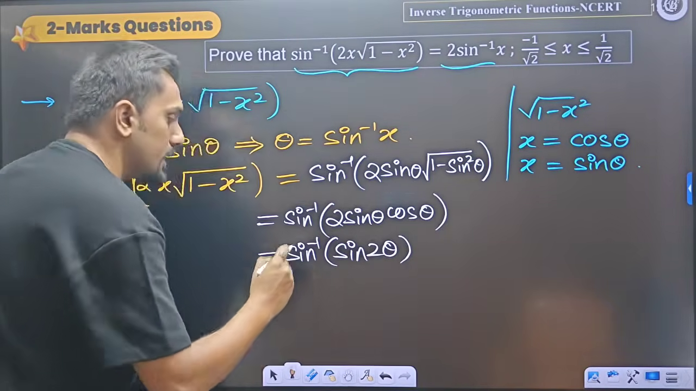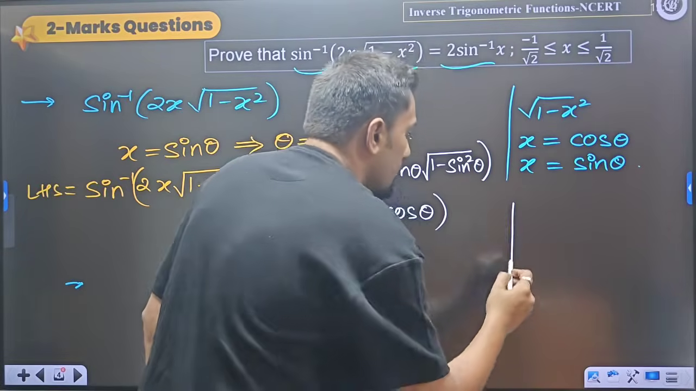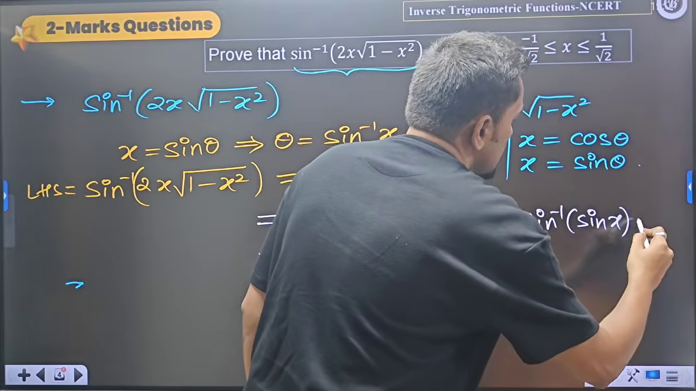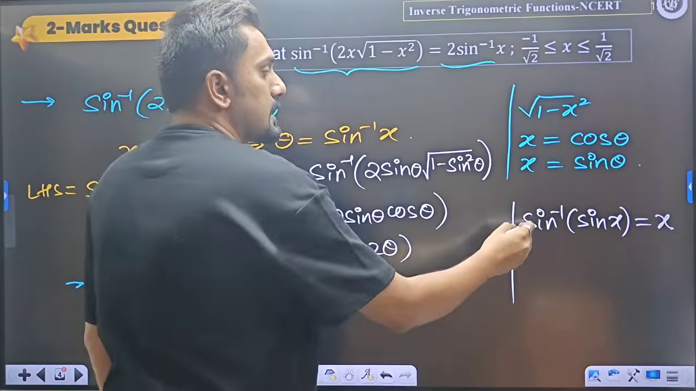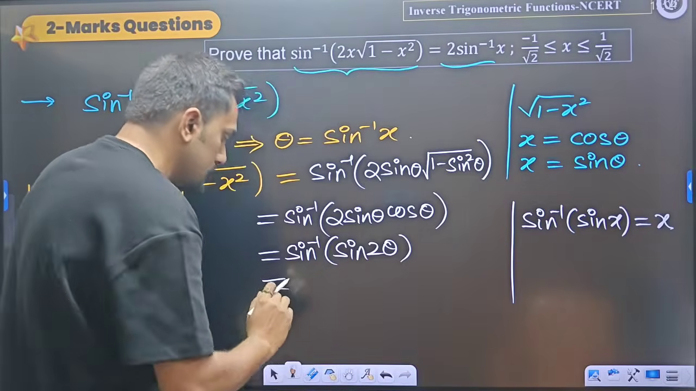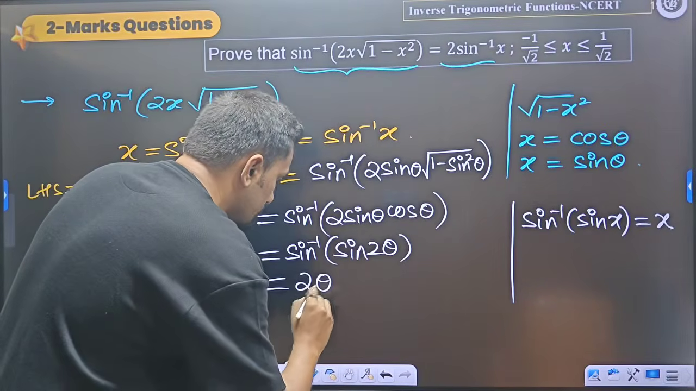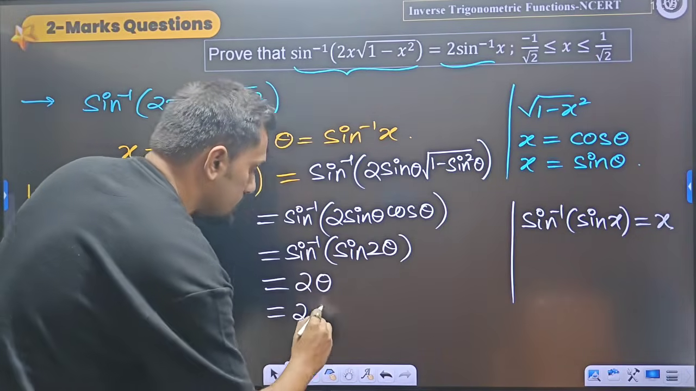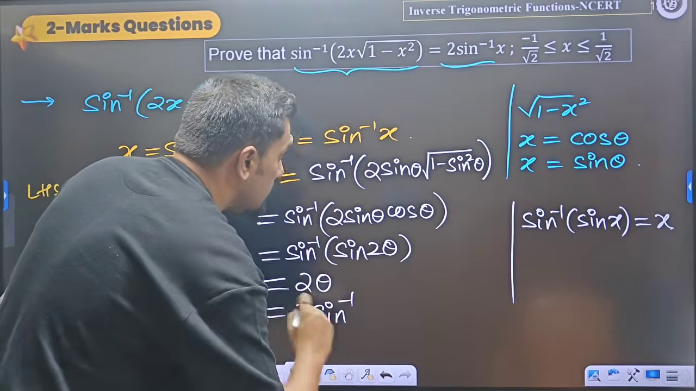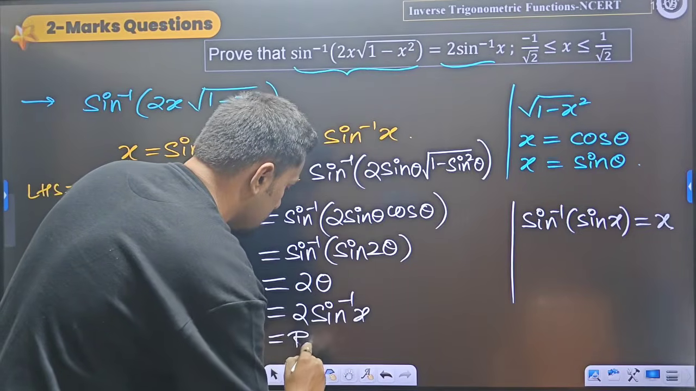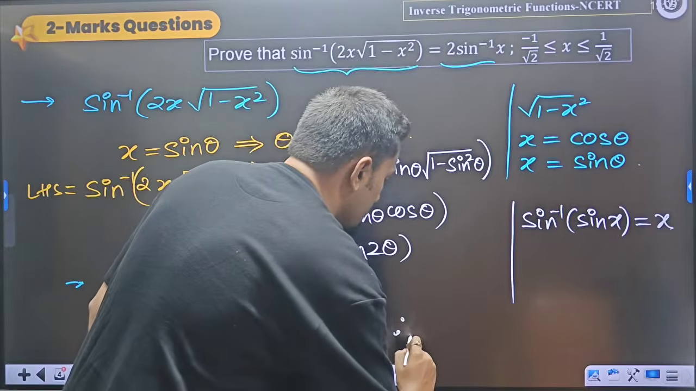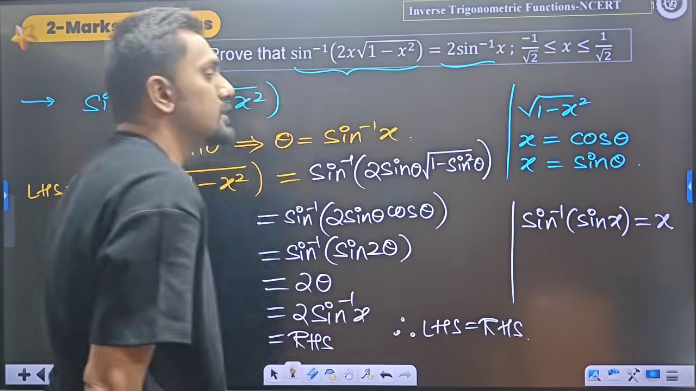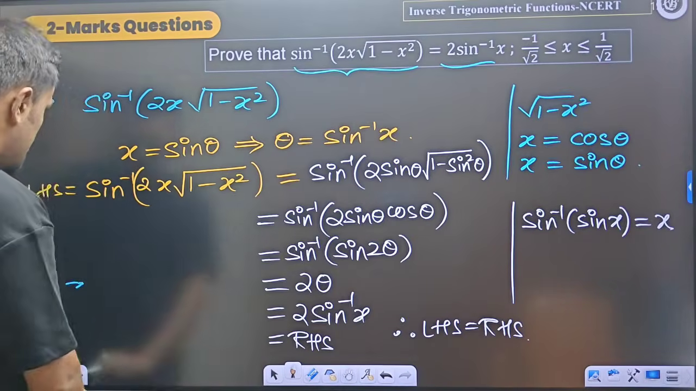Sin inverse of sin 2 theta will be, we have one property, that is sin inverse of sin x is equal to x, or else sin of sin inverse x is also x. So this is equal to 2 theta. 2 into what is theta? Theta is sin inverse of x. Hence we proved the RHS part. Therefore LHS equals RHS. Hence we proved the result. Okay. And the next question.